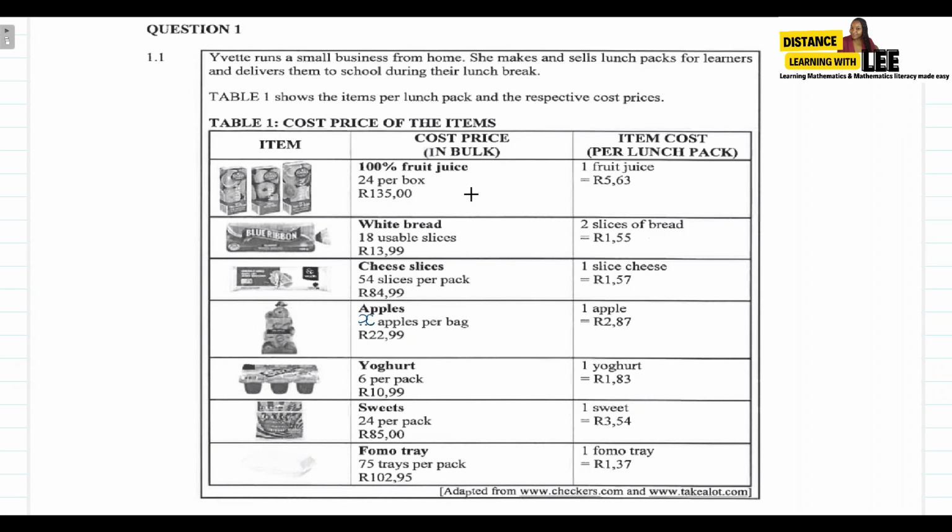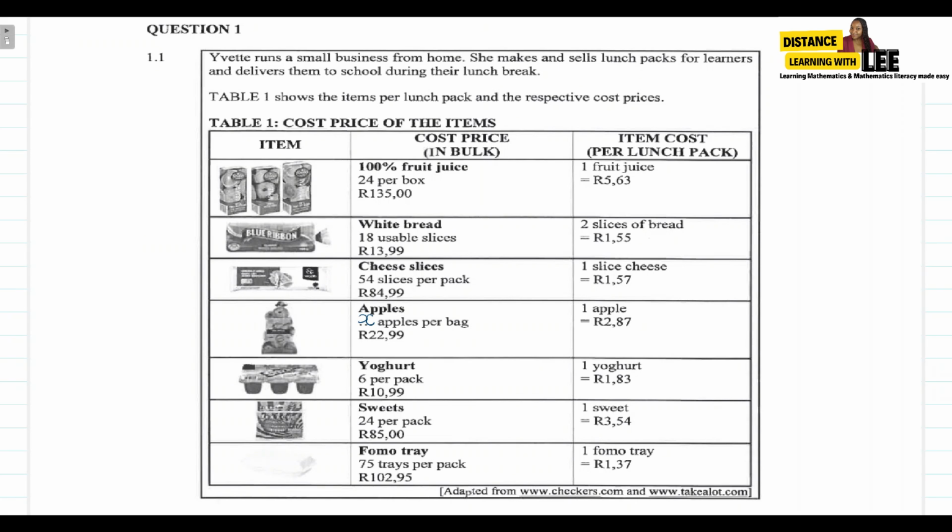Then we're also given the item cost per lunch pack. We are told that she buys a box of fruit juices, in that box there are 24 fruit juices, and she pays 135 rand, and we are told that one fruit juice is equal to 5 rand and 63 cents. How did they get to that item cost?